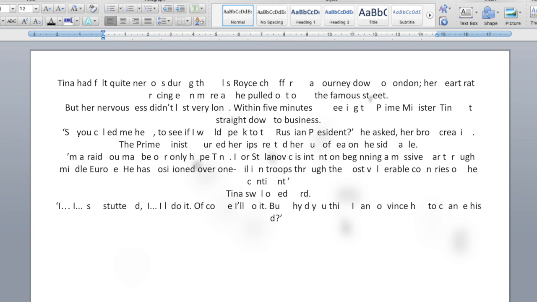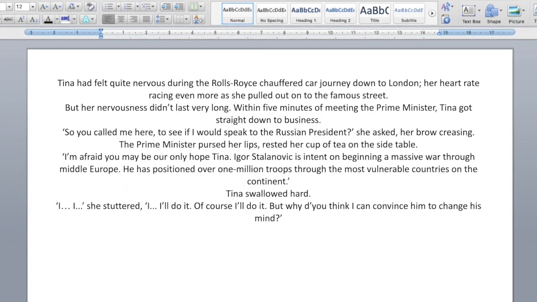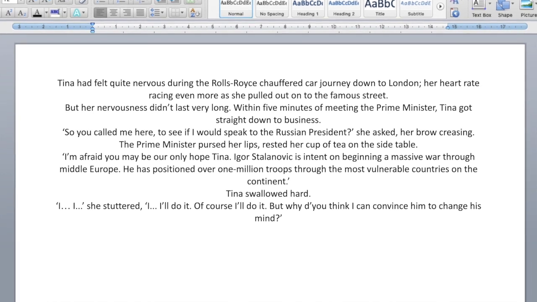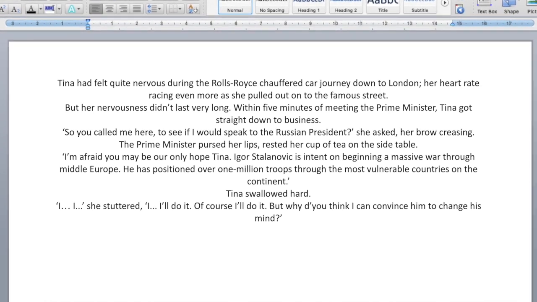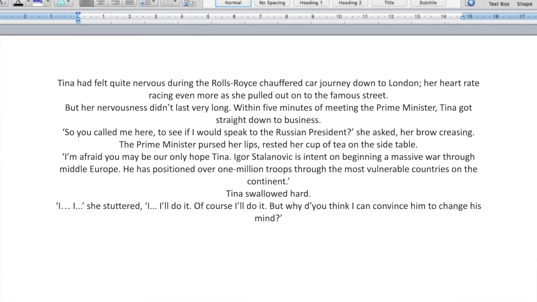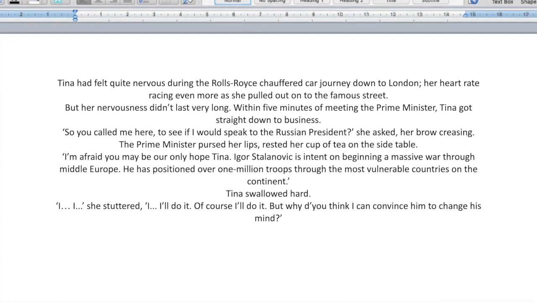See here it says her heart rate was racing even more at the end of the first sentence, but her nervousness didn't last very long. Within 5 minutes of meeting the Prime Minister, Tina got straight down to business. So that's how I actually bridged the niceties.